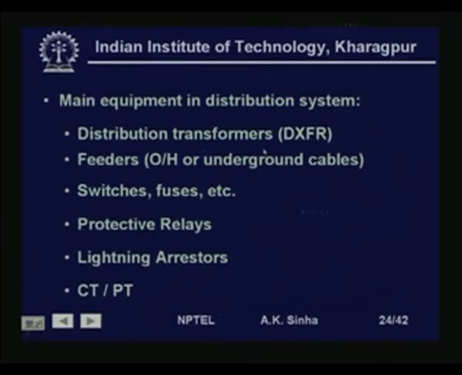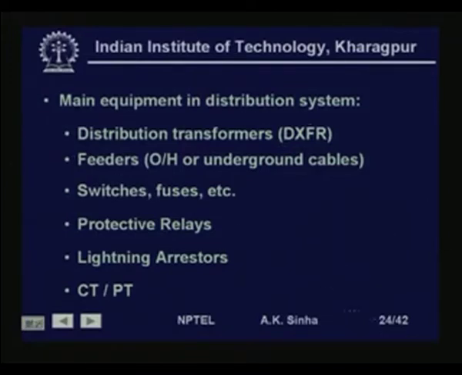The main equipment of a distribution system: once you have got the power at high or medium voltage, you step it down by means of distribution transformers. Then we have feeders, which are basically overhead lines or underground cables, to carry this electrical energy up to the consumer premises. We have again switches, fuses, etc. These are again the protective devices which are used.